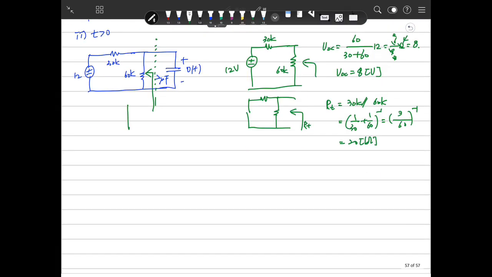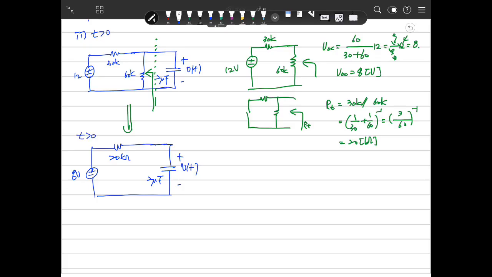So this circuit, redrawn here, is 8 volt, this is 20 kilo ohm, and capacitor 2 microfarad, and VT. It looks more simple, where t is larger than 0. So it's quite simple. Based on this circuit, we can derive the VT.